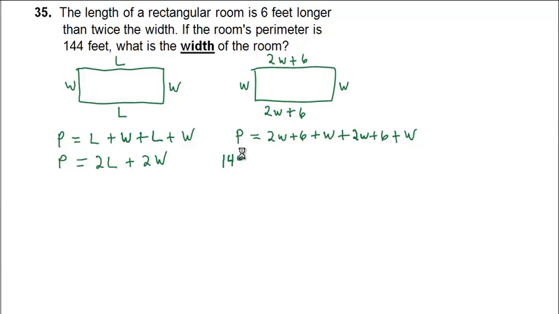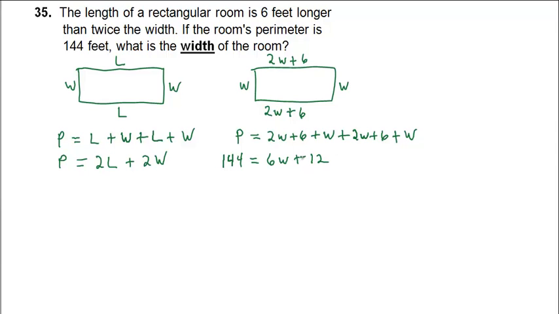So we have 144 equals, now let's go ahead and combine our like terms. We have 2W plus 1W is 3W, plus 2 more W's would give us 5W, plus 1 more would give us 6W, plus 6 plus 6 is 12.